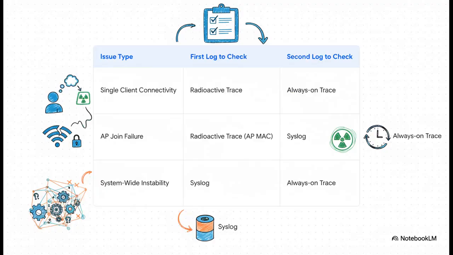And here is your triage checklist. This is how you instantly know which tool to grab for which problem. If it's a single client having an issue right now, you start with a radioactive trace. If the issue happened in the past, your first stop is the always-on trace. And if you're seeing system-wide instability, you always start with the big picture in syslog. This is going to help you get to the right tool right away, no time wasted.